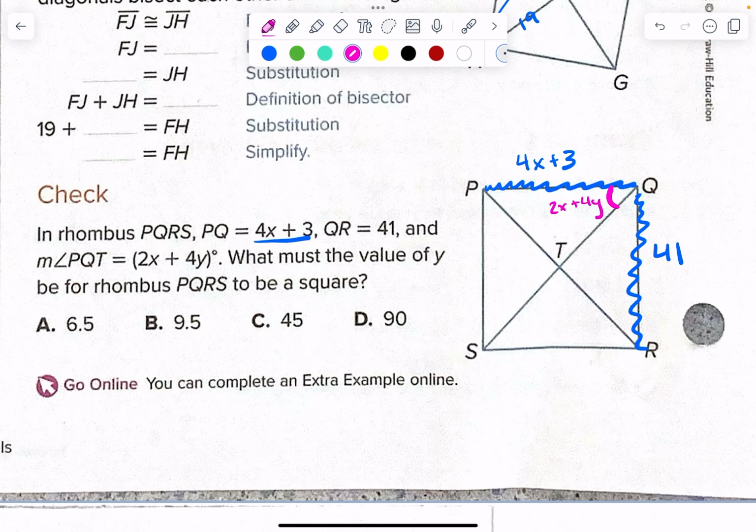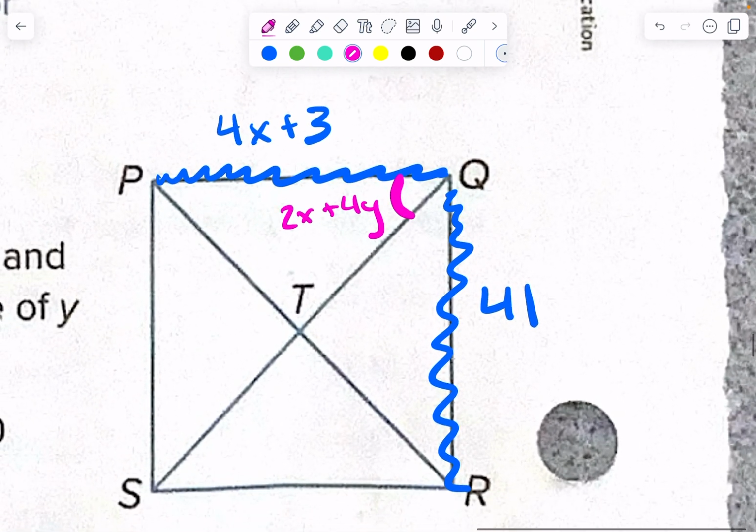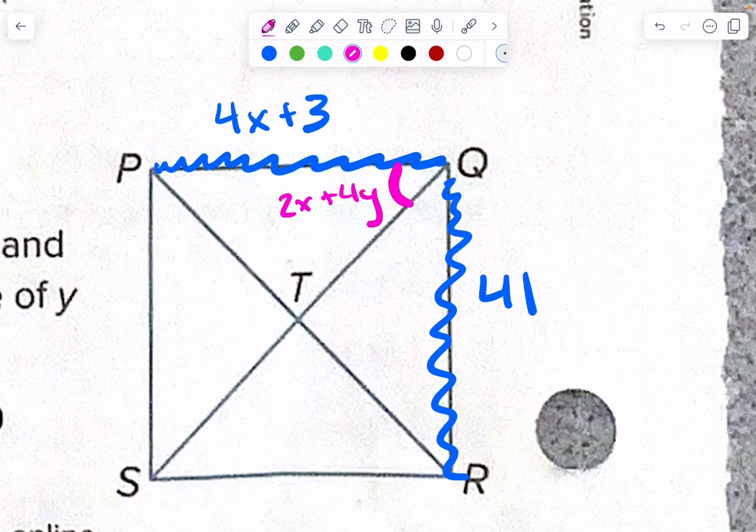All right, here's the deal. They're giving me 2x plus 4y here, and when that happens, I tell myself I have to solve something else first, because I can't solve for x and y at the same time. So this is not where I'm going to start. Where are we going to start? 4x plus 3 equals 41. This has to equal this because those two sides are equal.